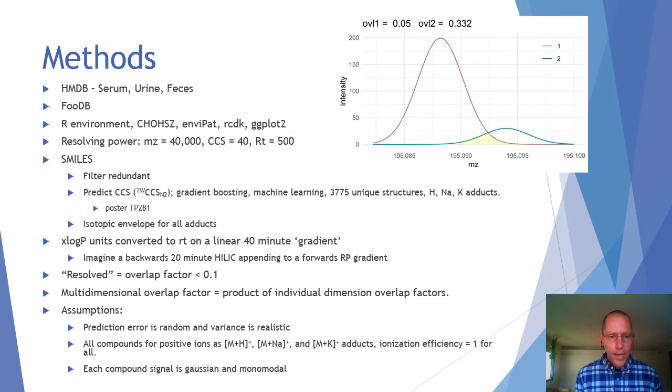Some of the assumptions that we're making in this study: we're assuming that our prediction error is random and their variance is realistic. We're assuming that all compounds in these data sets are going to ionize as positive ions, as all three of protonated, sodiated, and potassiated adducts, all of which have an ionization efficiency of 1. That is, all of the ions have the same signal intensity, which will be distributed through their isotope envelope later in the experiment. And then we're also assuming that each compound signal is Gaussian and monomodal. For IMS in particular, the monomodal assumption is probably not perfectly valid. We don't know the frequency of this at this point, but bimodal distributions aren't rare.